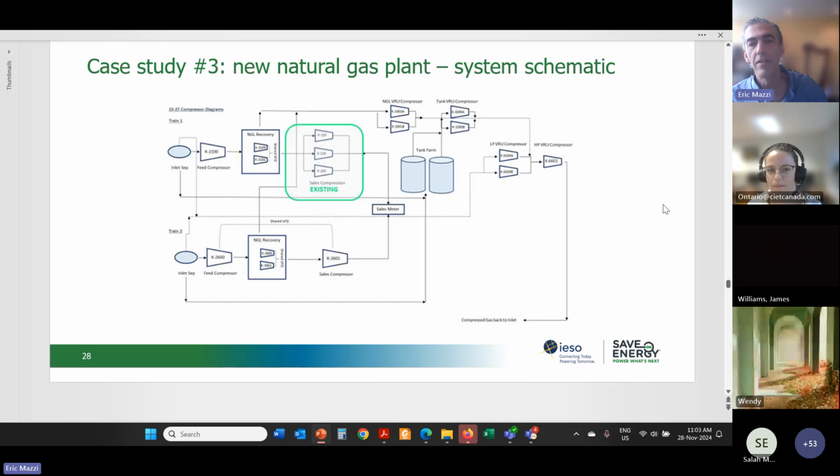So the last case study is this natural gas plant. This is roughly typical, although all the designs have different configurations. You have a lot of compression of feed gas, and then you have vapor recovery and refrigeration to drop out the hydrocarbon liquids and things like that.